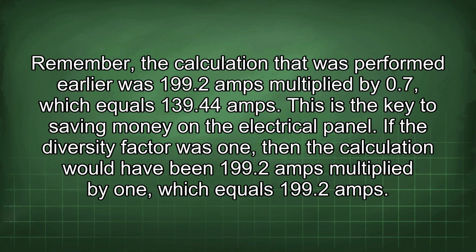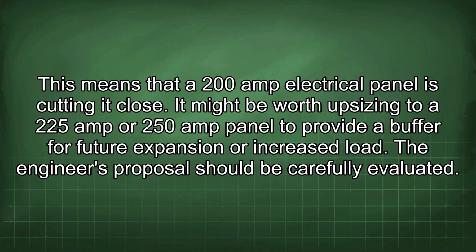If the diversity factor was 1, then the calculation would have been 199.2 amps multiplied by 1, which equals 199.2 amps. This means that a 200 amp electrical panel is cutting it close. It might be worth upsizing to a 225 amp or 250 amp panel to provide a buffer for future expansion or increased load. The engineer's proposal should be carefully evaluated.